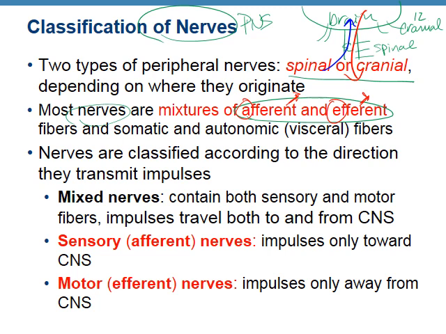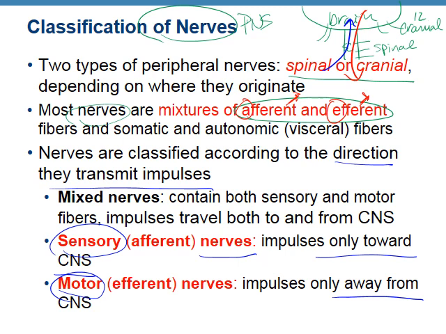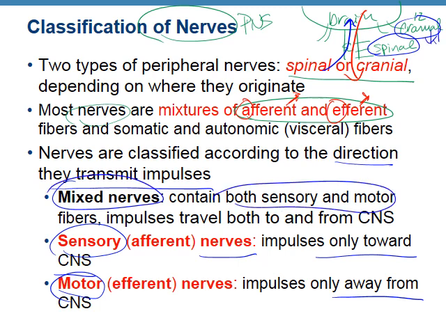Nerves are classified according to the direction that they transmit impulses. If you're a sensory nerve, you're going towards the brain. If you're a motor nerve, you should be going away from the brain. But remember, these spinal and cranial nerves are mixed. They have both sensory and motor fibers in them. Some cranial nerves will be specific and have only sensory. We'll talk about that in a minute.